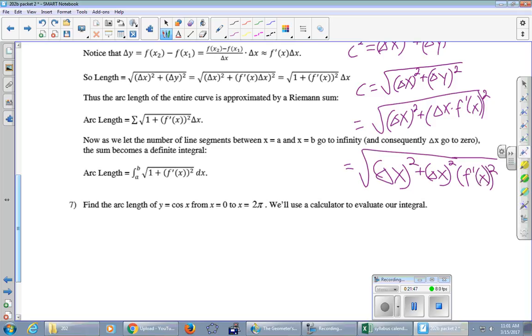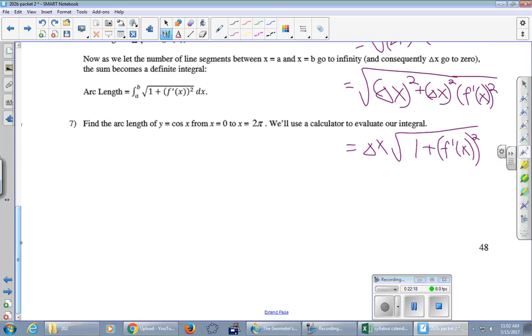Square both factors. And then what can you factor out of the two terms there? Delta x squared. And then you can take that further outside of the square root, and what does it become? Delta x. So we've got delta x times the square root of what's left when you took out the delta x squared? 1 plus what's left here? F prime of x squared. Good? And that's really looking like the magic formula, isn't it?